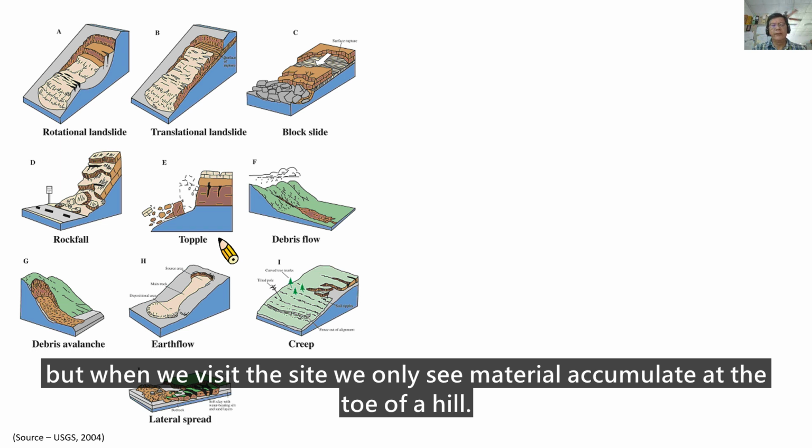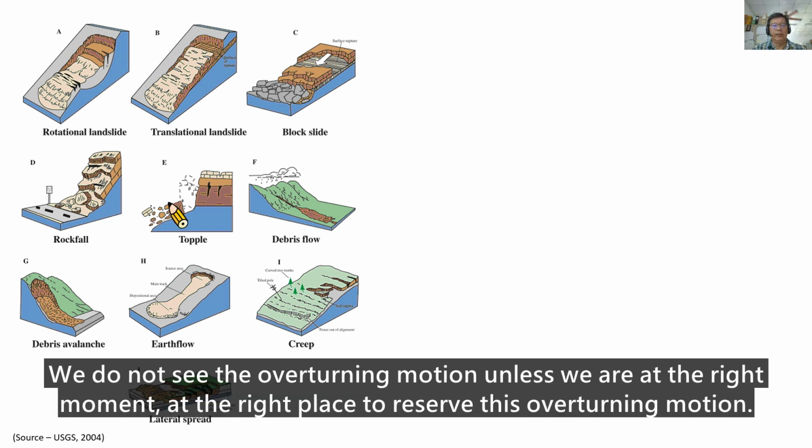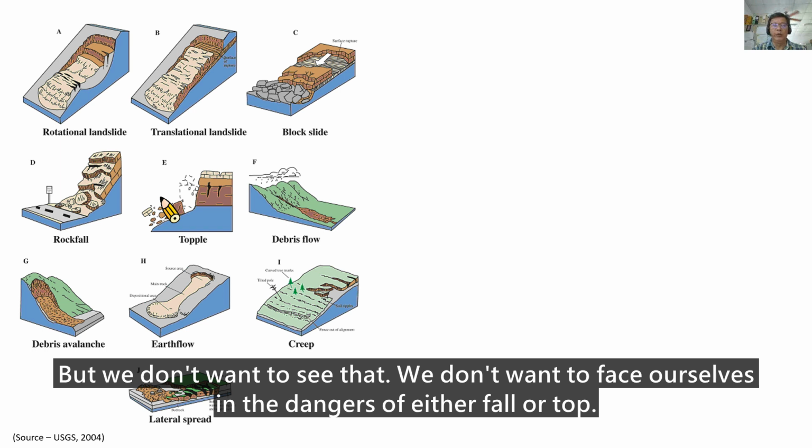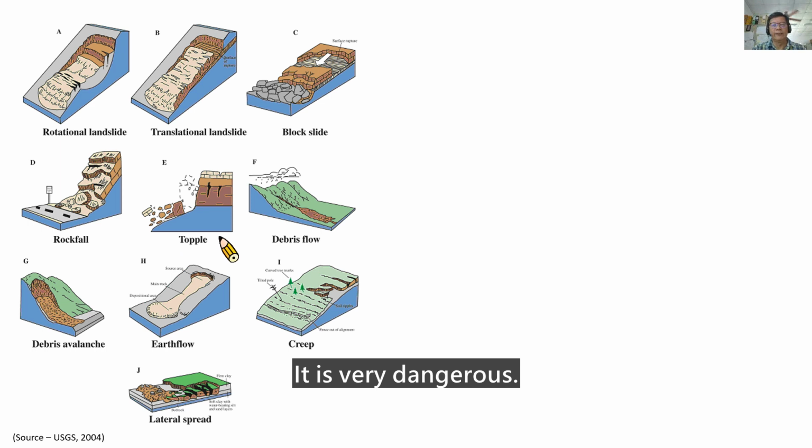But when we visit the site, we only see material accumulated at the toe of a hill. We do not see the overturning motion unless we are at the right moment, at the right place to observe this overturning motion. But we don't want to see that. We don't want to put ourselves in the dangers of either fall or topple. It is very dangerous.